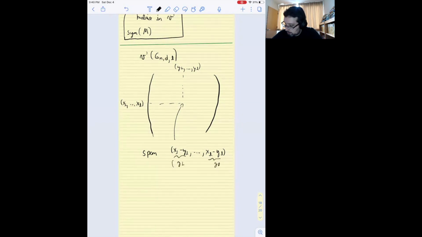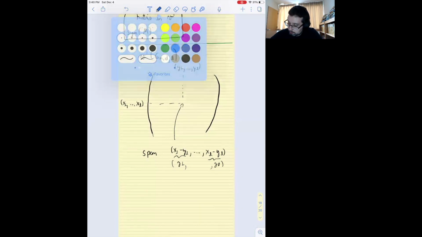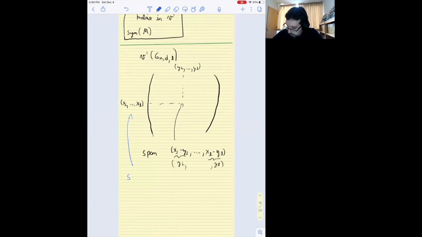So under uniform choice of a row: fix a column, sample a row uniformly. This implies that this is uniform in this experiment, and it's a uniform tuple in F2 to the n raised to L.